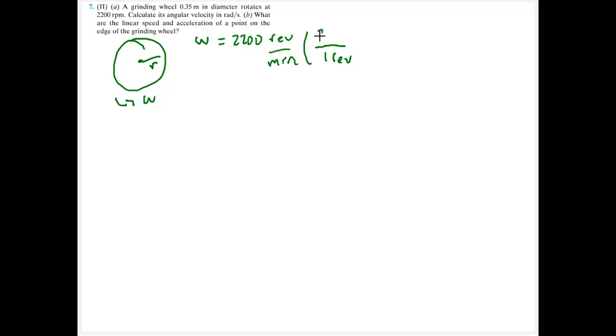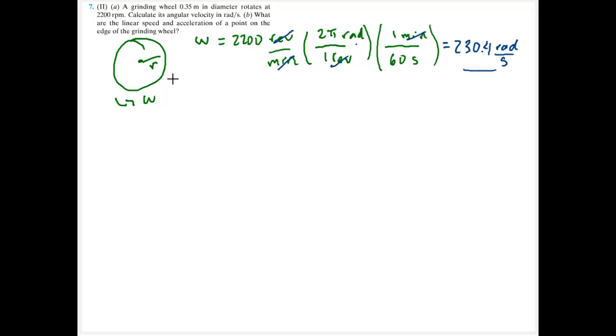And I know that in one revolution there's going to be 2 pi radians. I also know that in 1 minute there's going to be 60 seconds. So now taking a look at my units, revolutions are going to cancel out, minutes are going to cancel out, and I'll be left with something in radians per second. So I'm going to get 230.4 with a unit of radians per second.